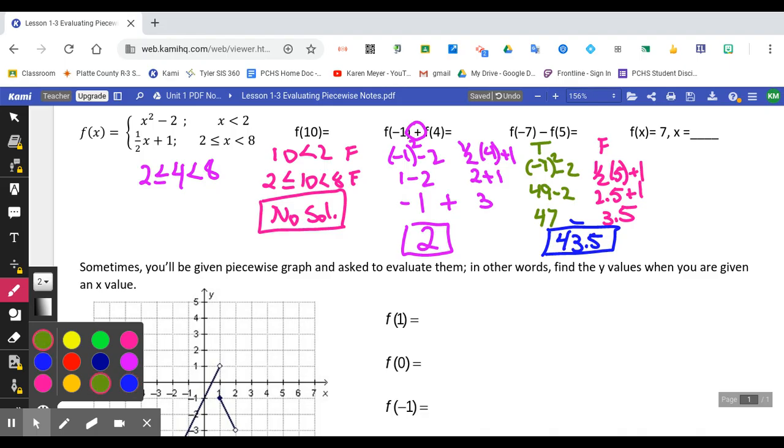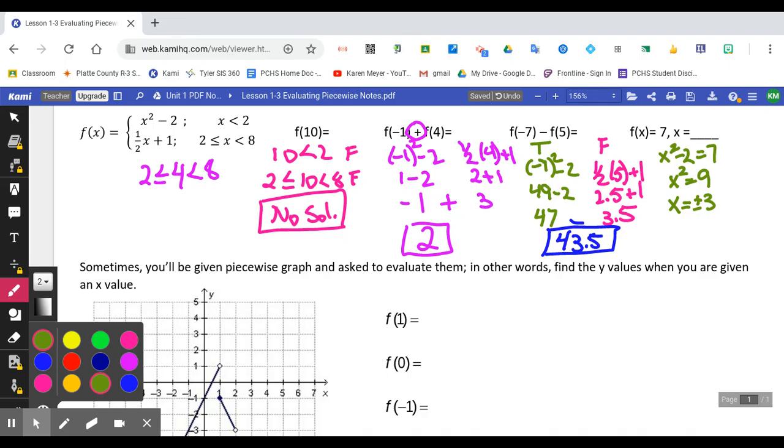So now if we look at the last one, f of x equals 7. This time we have to plug in each one for 7 at the answer spot. So x squared minus 2 equals 7. Add that over and we get x squared equals 9. And then square root it, so we get x equals plus or minus 3.